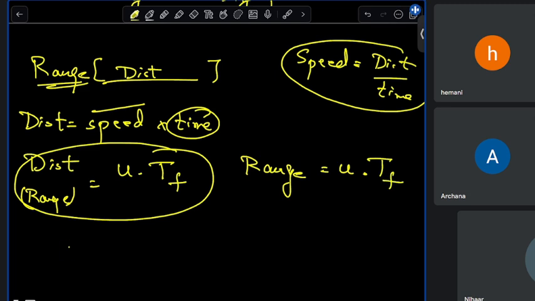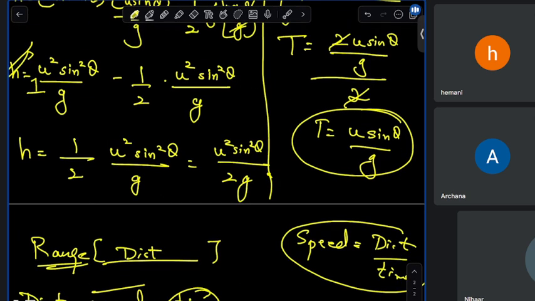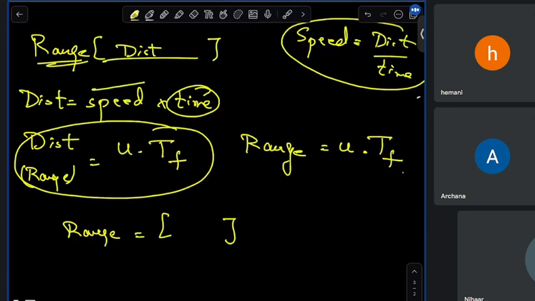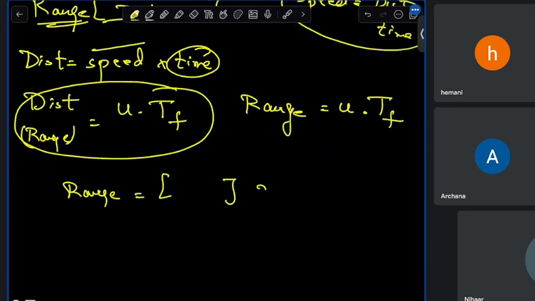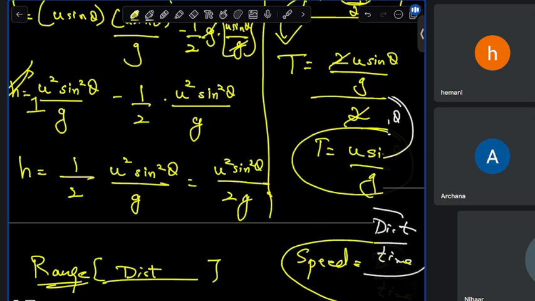Range equals. I'll skip u for a second, because little explanation is required. TF's value you guys know. TF meaning 2u sine theta by g. I copy the same TF value: 2u sine theta divided by g. Any doubt till now? I still haven't finished the u part. I realize that. You tell me any doubt till now? No? Cool. We'll go back to the diagram.